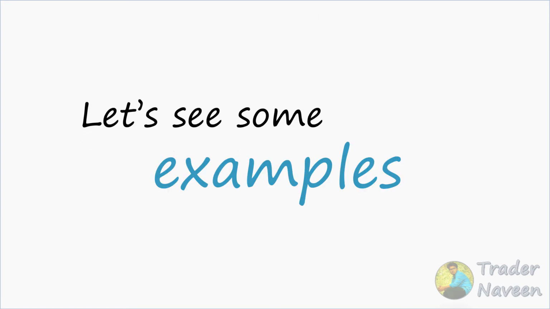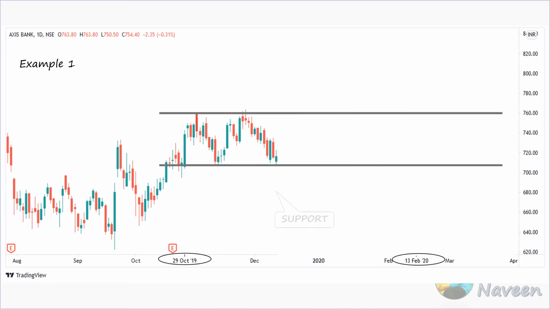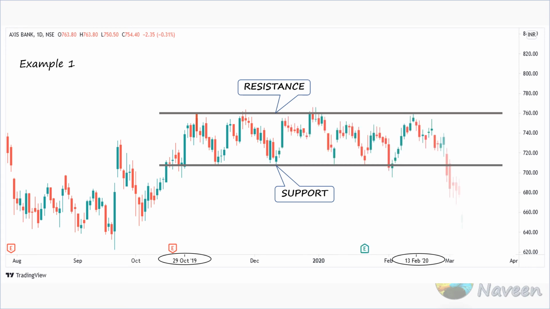Let's see some examples for support and resistance. This is the Axis Bank chart, where we got 2 support and 2 resistance points. If we connect those points with a horizontal line, we get the support and resistance levels. Let's see how these levels got respected. You see that the price has respected resistance twice, and support thrice. This is how you find the support and resistance levels in any stocks.